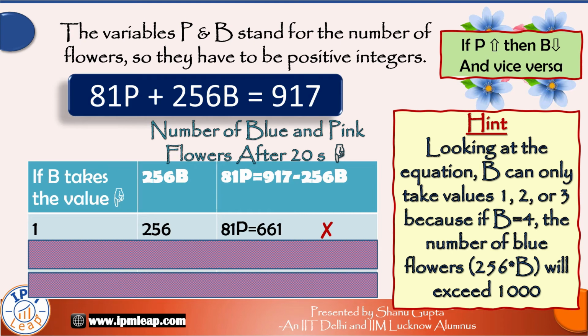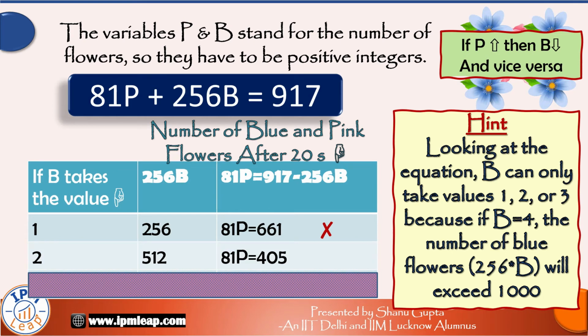Next option is, if B is equal to 2, after 20 seconds, the number of blue flowers is 512 and the number of pink flowers is 917 minus 512, which is equal to 405. Now 405 is a multiple of 81. 81 times 5 is equal to 405. So this is one of our answers.